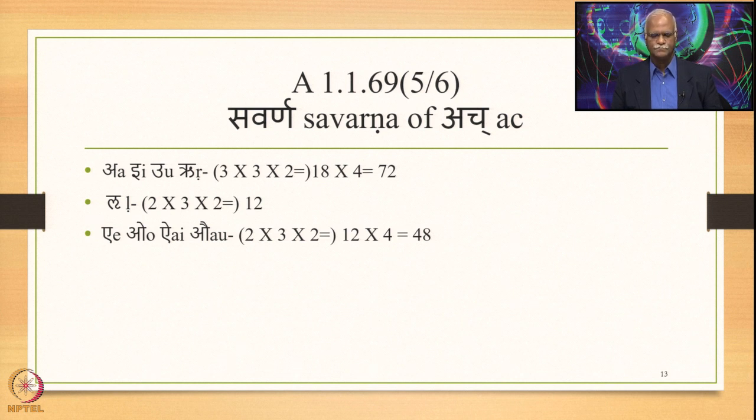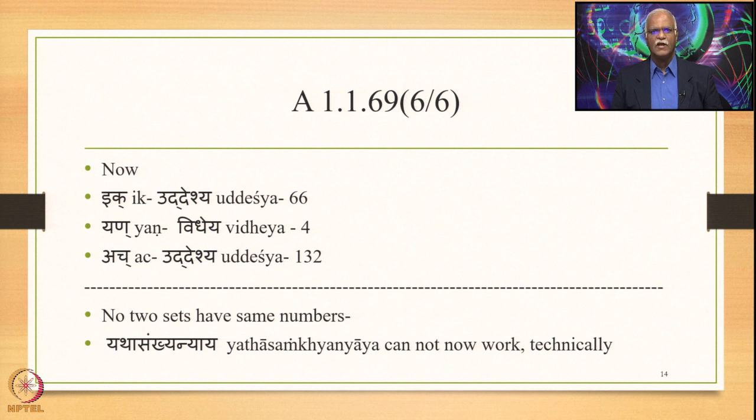All of this put together, we have 132 ach vowels, which are referred to in Iko Yanachi by the application of 1169. Now, if we take a relook at Iko Yanachi, we observe that Uddeshya Ik has got 66 sounds, Videya Yan has got just 4 sounds. Yan cannot stand for its representatives, homogeneous sounds, because it is Videya. And Ach, which is the right hand side environment, which is also Uddeshya, has got 132 sounds.